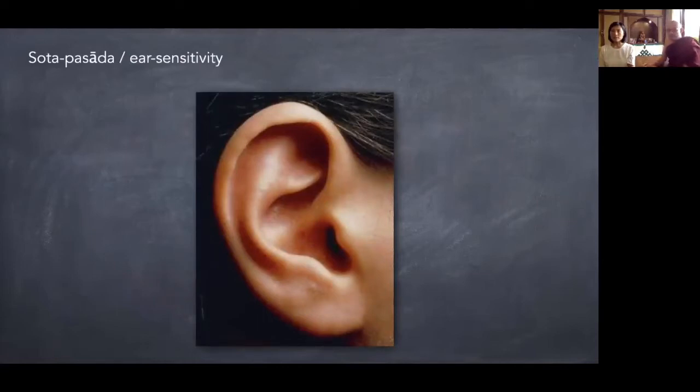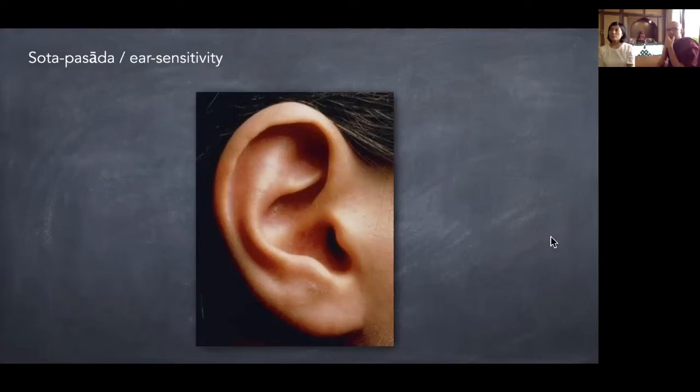About the ear, Sota pasada, ear sensitivity: in the same way as with the eye, eye sensitivity is not the whole eyeball, as we saw last week. Ear sensitivity, Sota pasada, is also not the whole ear.